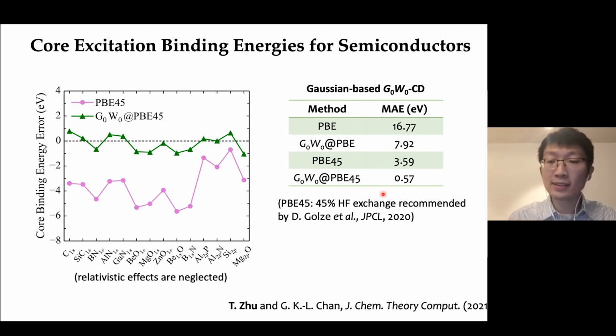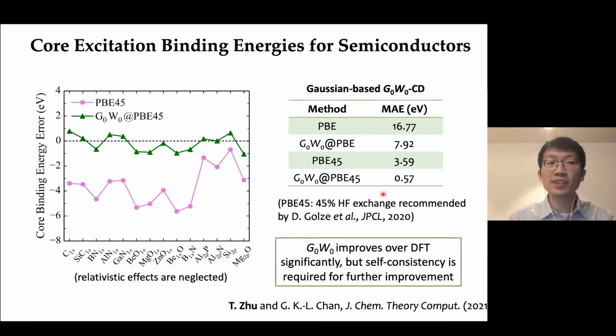And I think from this study, we think that although it seems to improve over DFT significantly, it's also concerning because it has a very big dependence on the starting point. So self-consistency or partial self-consistency seems to be necessary for further improvement and more robust estimation for core binding energies.